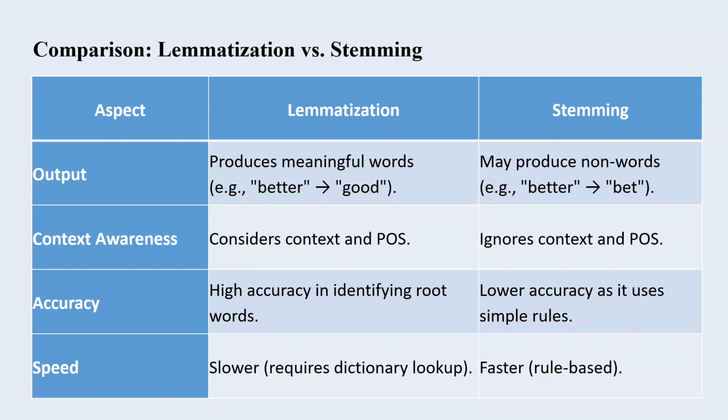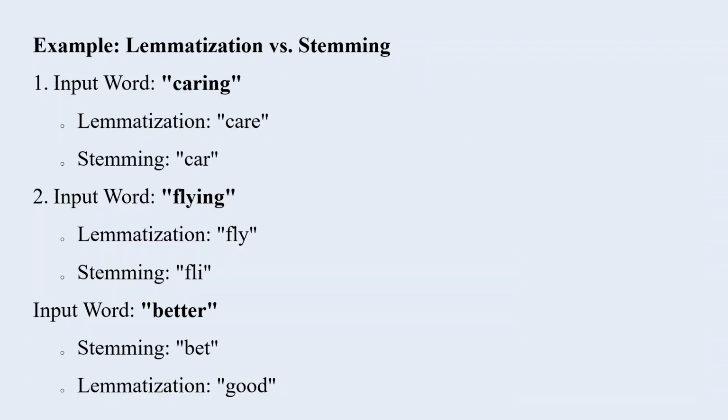But stemming doesn't look into any dictionary. It quickly retrieves the information for the user by removing suffixes. That's why in speed, stemming is faster than lemmatization. These are some of the examples. For the word caring, lemmatization will generate care, the base word, and stemming will generate car, a non-word. For flying, lemmatization generates fly, and stemming generates fli. For the input word better, stemming will generate bet, and lemmatization will generate good.